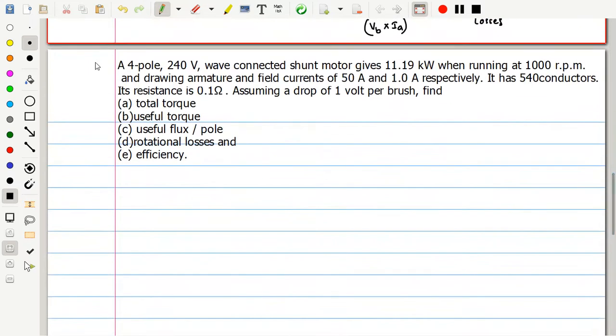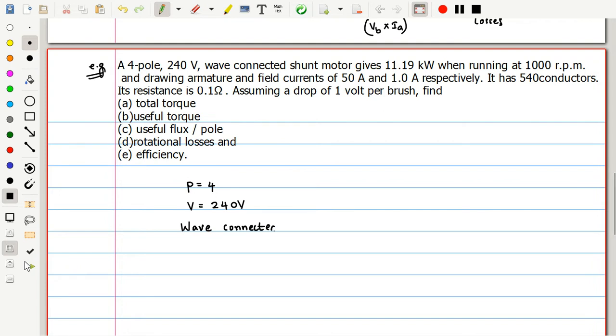Based on all this analysis, let us take a simple example problem. It is a 4-pole machine. Let me put every given data here. The number of poles P is equal to 4. The voltage, which for a motor we usually denote V as the input voltage, is equal to 240 volts. What kind of winding connection is it? Wave connection. Remember, this is the first problem on the wave connected winding.